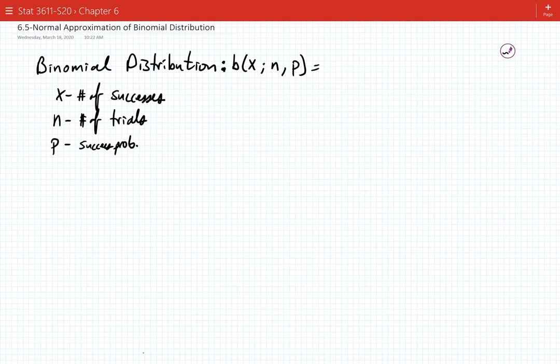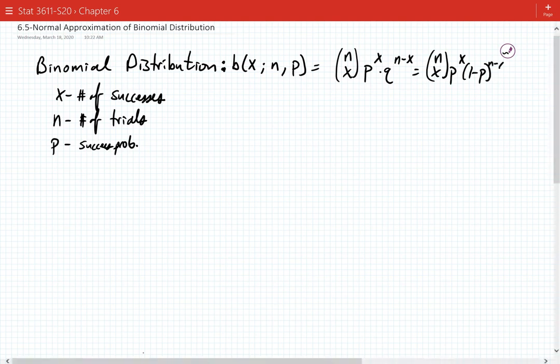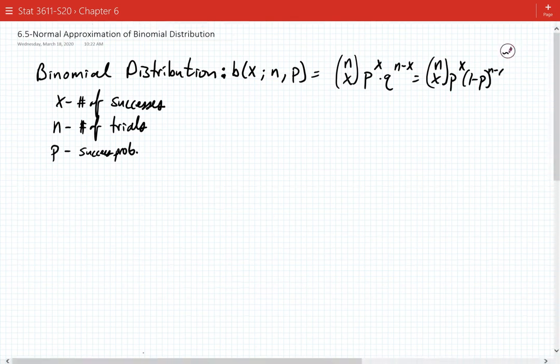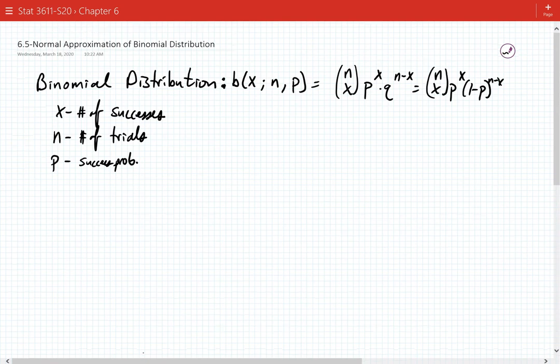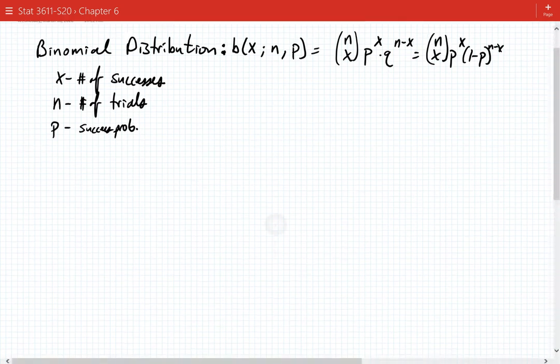And the probability of getting x successes in n trials is n choose x, p to the x times q to the n minus x. q is your failure probability, which is just 1 minus p. And so we had the binomial distribution.